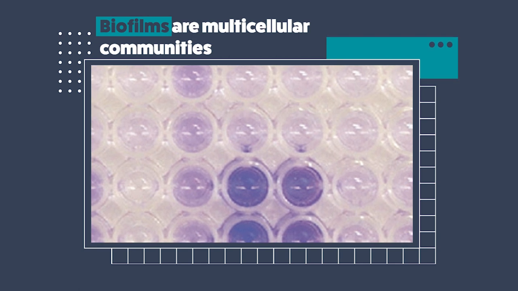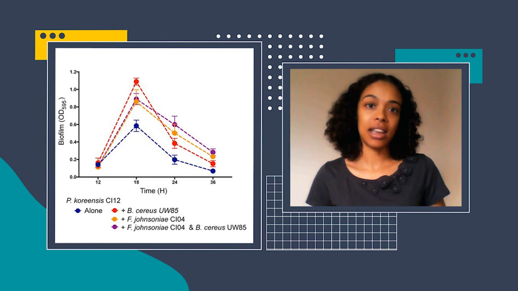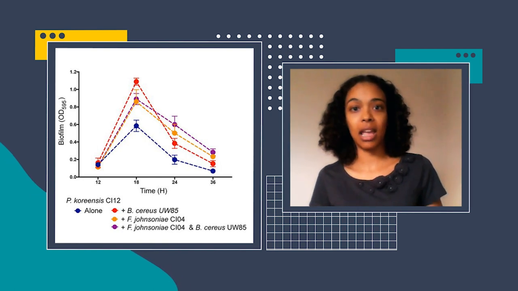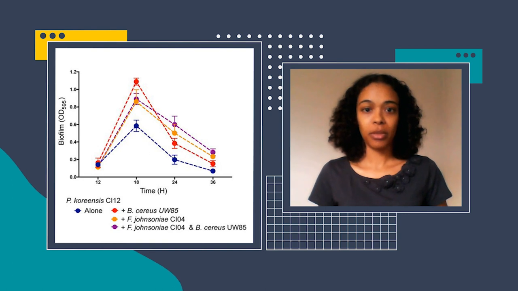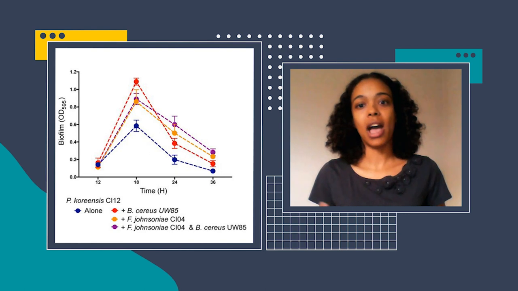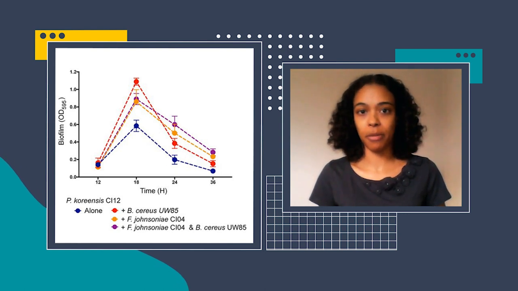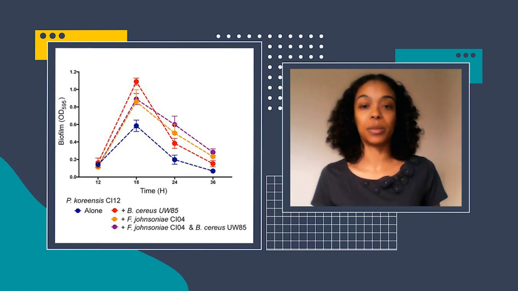So I was interested in studying this phenomenon when I came to the lab because I studied biofilms when I was a graduate student. And one thing that we wanted to know is why this was happening. So BC and FJ both cause PK to form more biofilm. On the vertical y-axis, we have measures of biofilm versus time on the horizontal x-axis. And in the blue line, we have just PK itself forming a biofilm. It forms a certain amount, and then over time that drops off as the biofilm begins to disperse.